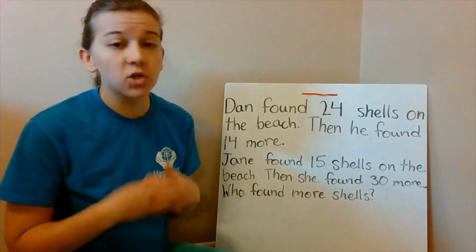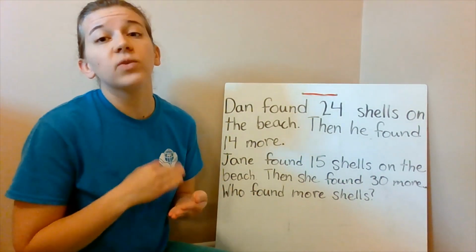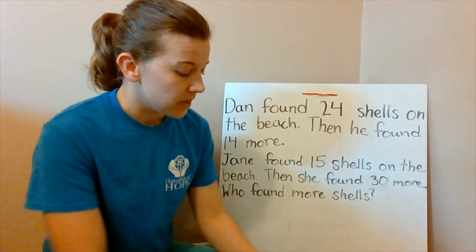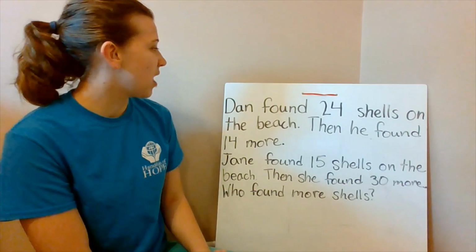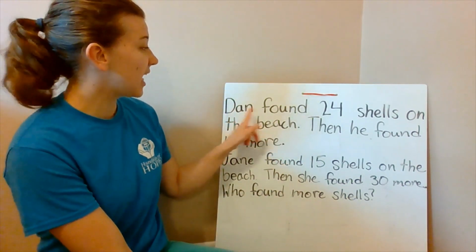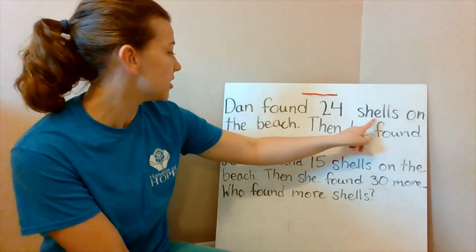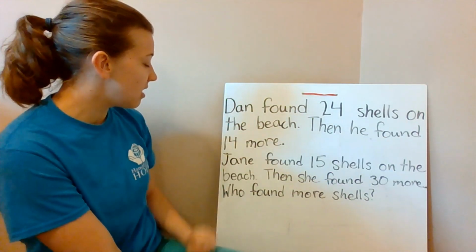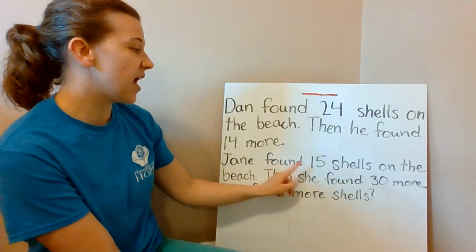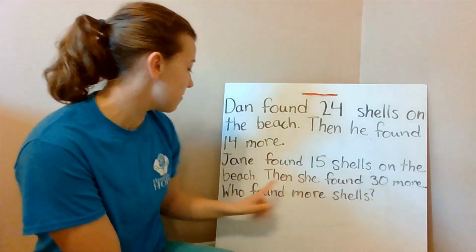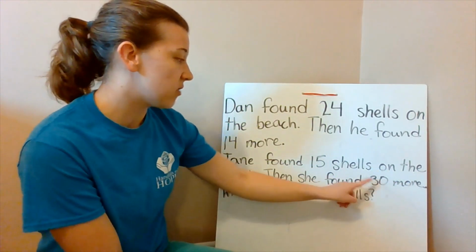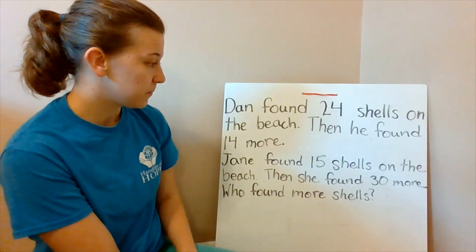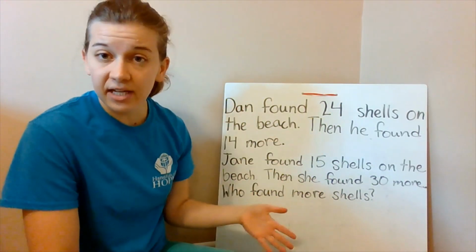And then you're going to do a worksheet where you're going to do the same thing. You're going to read the word problem and then do the steps out. Okay? So let's read this problem here. Dan found 24 shells on the beach. Then he found 14 more. Jane found 15 shells on the beach. Then she found 30 more. Who found more shells?